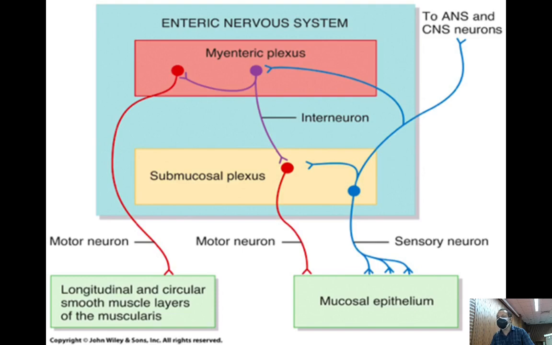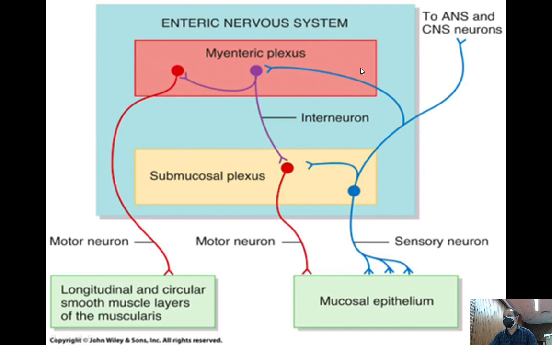Those two neuronal networks that you find in the GIT wall: one is the inner neuronal network, which we call the submucosal plexus, lying between the submucosa and the circular muscle, and the other lies outwardly between the two smooth muscles, the circular and the longitudinal. That is called the myenteric plexus. These are networks of neurons.